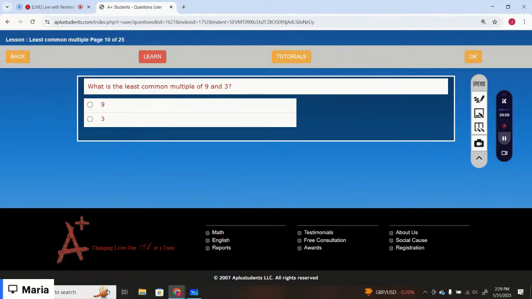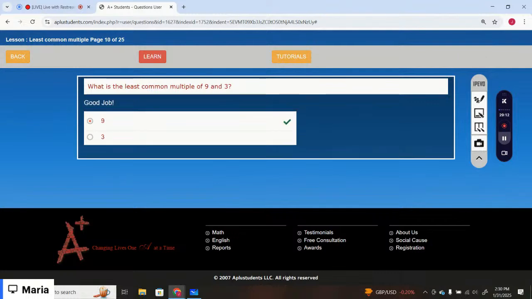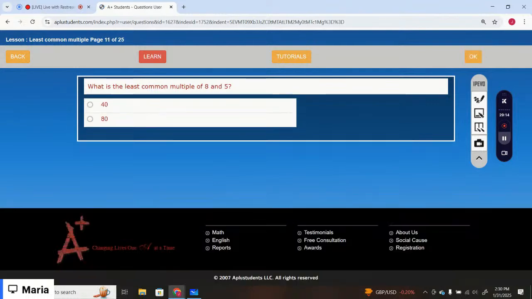That is 9. Option number 1 is the correct option. What is the least common multiple of 8 and 5? 8 times 5 is 40. Okay, you can complete the lesson by yourself later today. Let me just move on to the next lesson.